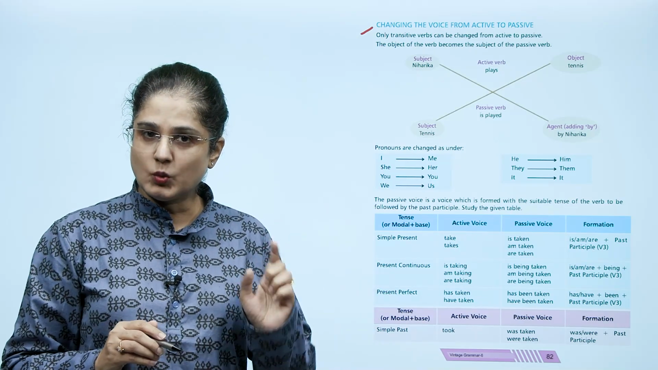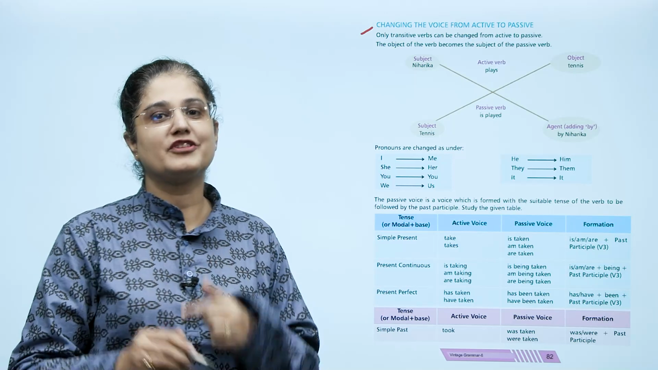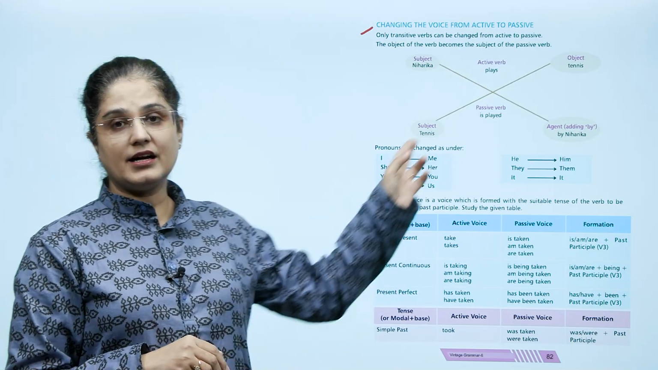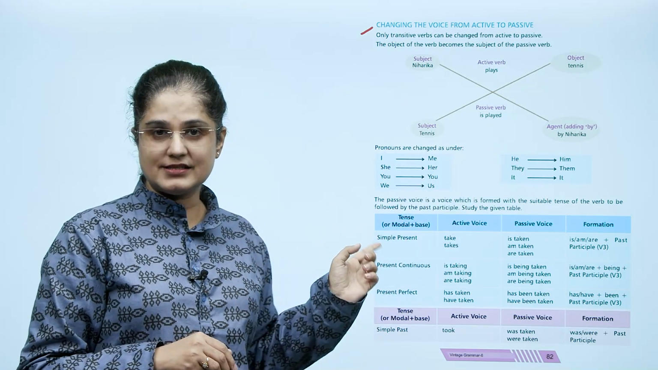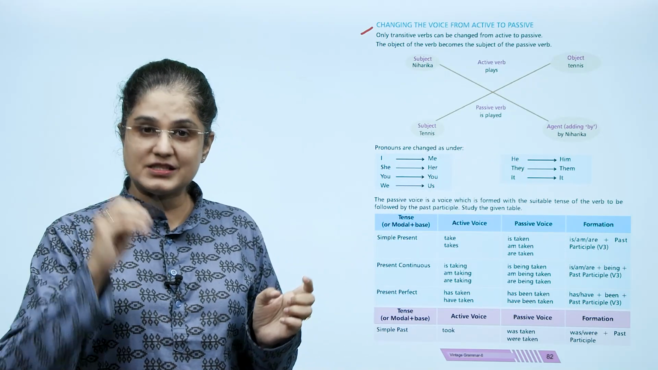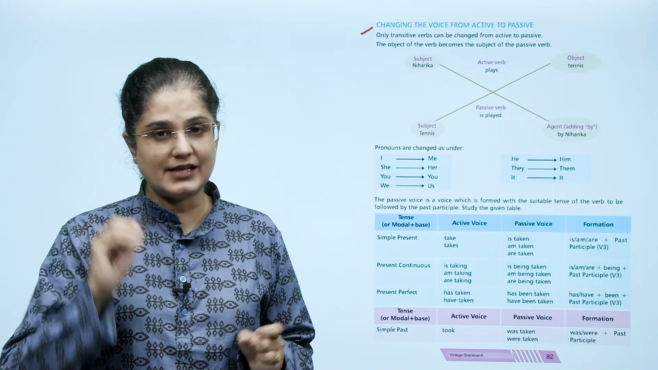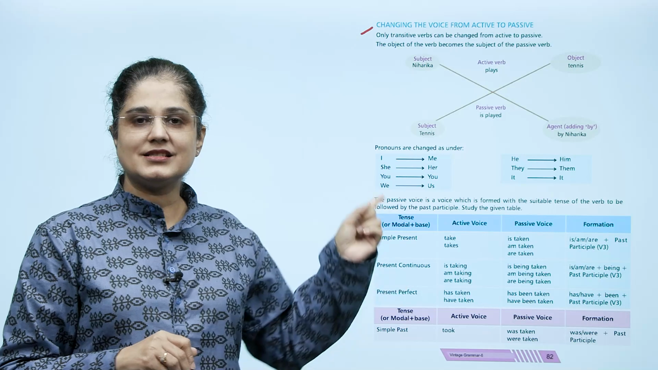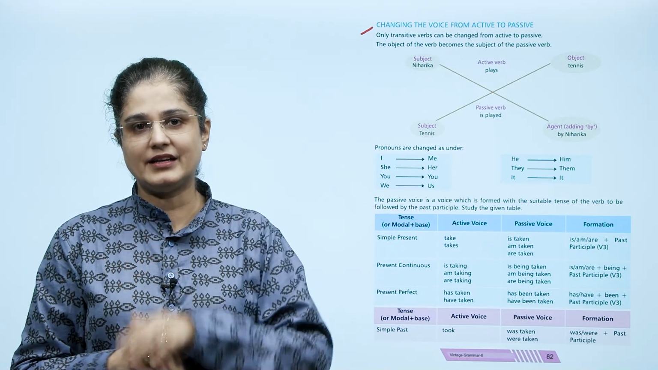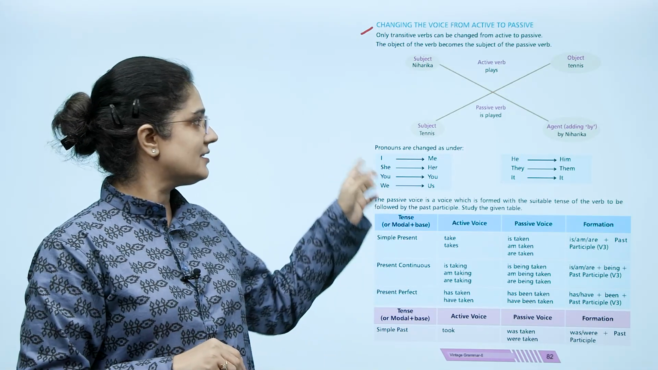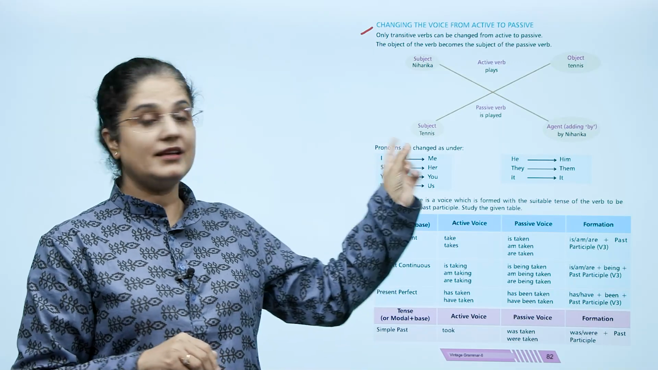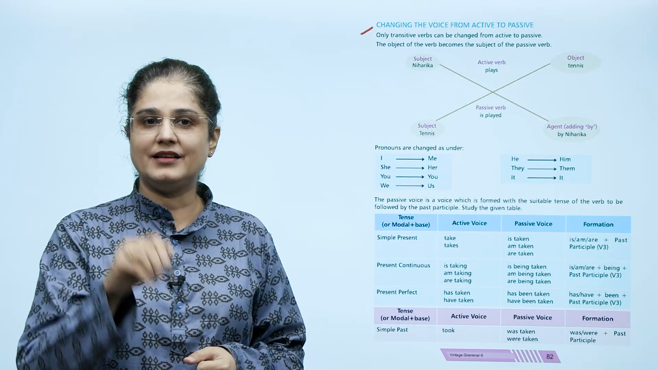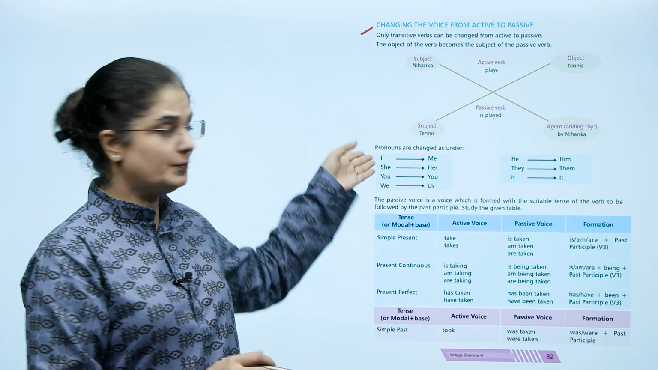The object of the verb becomes the subject of the passive verb. Let us see this example. Niharika plays tennis. Niharika is the subject, the active verb is plays and the object is tennis. Now when we change it into passive, it becomes tennis is played by Niharika, where now tennis is the subject, is played is the passive verb and Niharika becomes the agent by adding by. I hope this is clear.